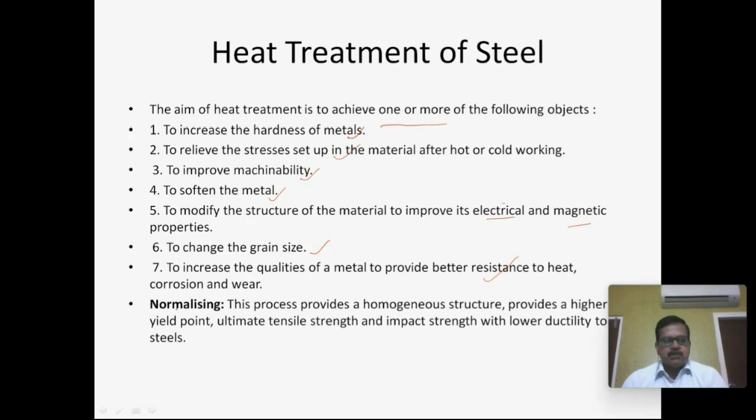So normalizing. In this process, a homogeneous structure is obtained, which provides higher yield point, ultimate tensile strength and impact strength, with lower ductility to the steels. So when you do normalizing, it gives the homogeneous structure to the material. When it gives homogeneous structure, it improves the yield strength and tensile strength as well as the impact strength.